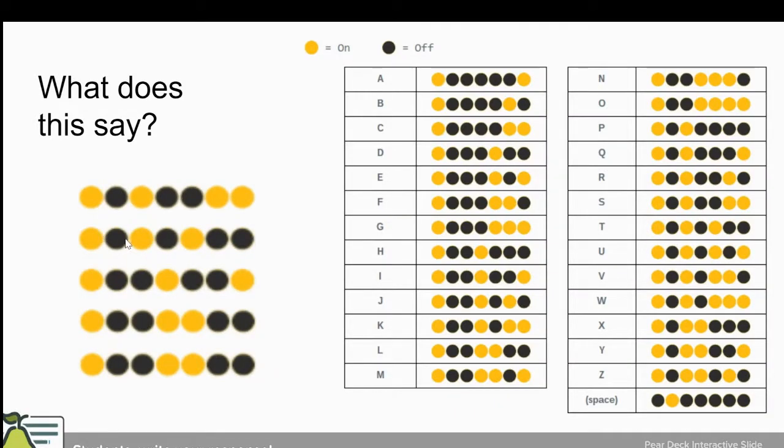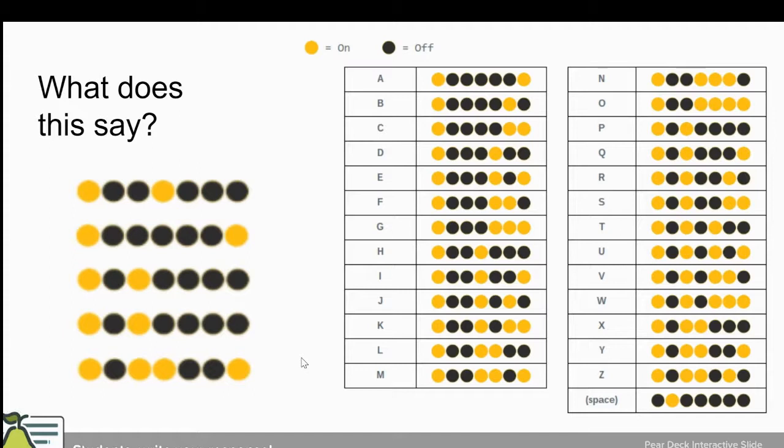We have 1, 2, 3, 4, 5 different letters, and your task is to figure out which letter is on, off, on, off, off, on. And then you're going to write your response. So this is a 5-letter word, and each row represents one letter from this table.